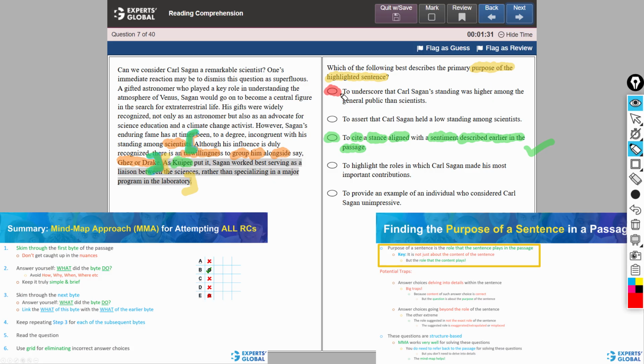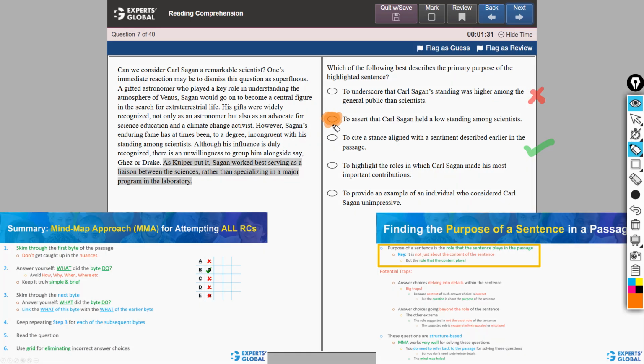Choice A, while this is something that is factually true, is not what the purpose of the highlighted sentence is. This is a trap, the kind of trap you will often see in such purpose-based questions. An answer choice would end up saying something that is factually correct but is not the purpose of the highlighted part. 2 problems with choice B.